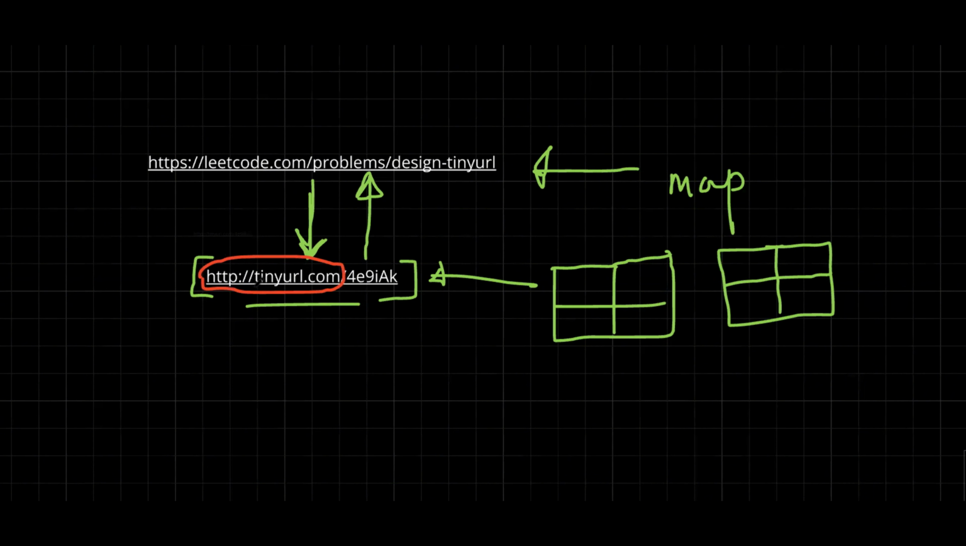Now wait. Here, let's see. Suppose there are some other parts here after the base URL, which is 4E9IAK. Now, it is not necessary that we encode our URL by using this pattern. We can simply use numbers such as 1, 2, 3, 4, and so on. Now, how will the algorithm work?